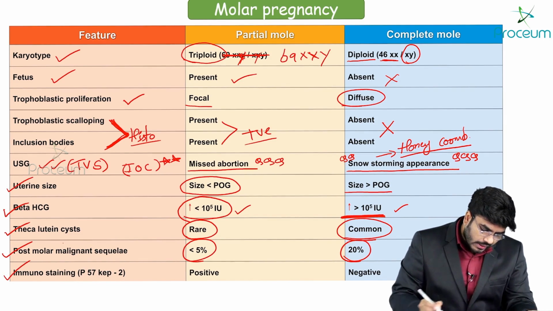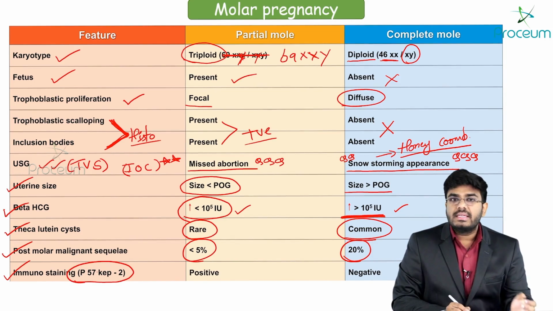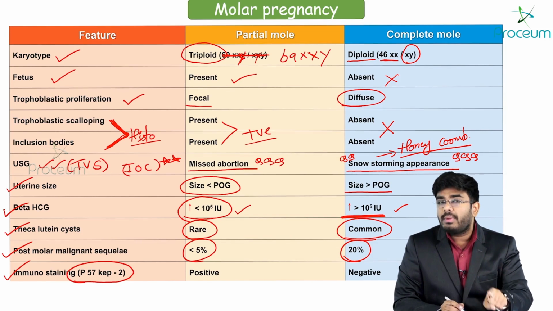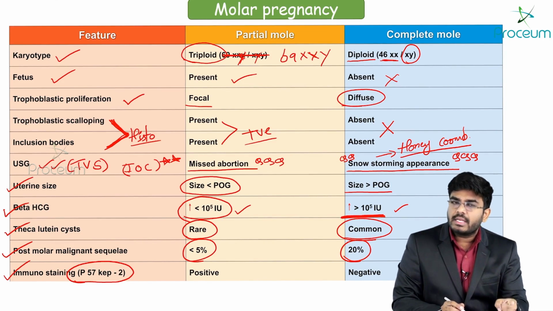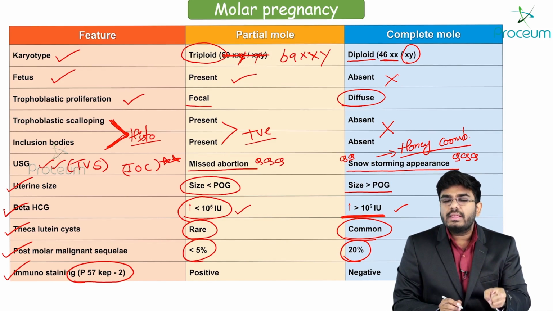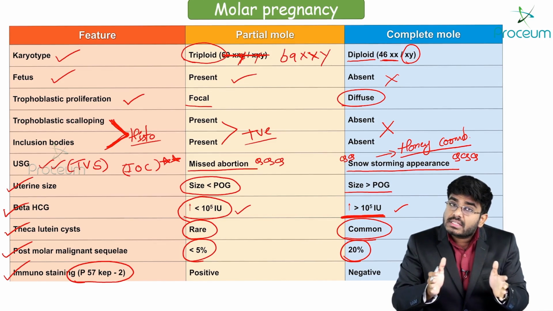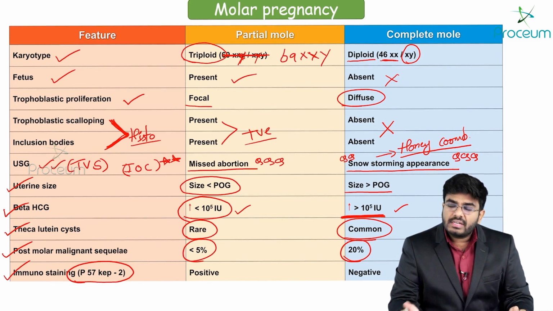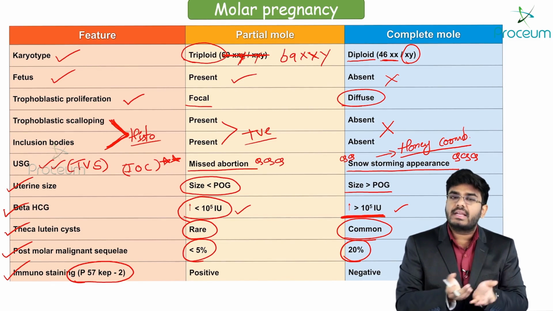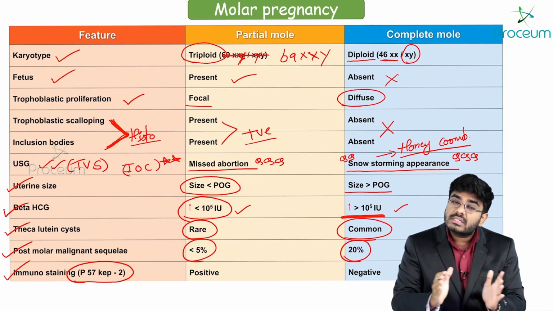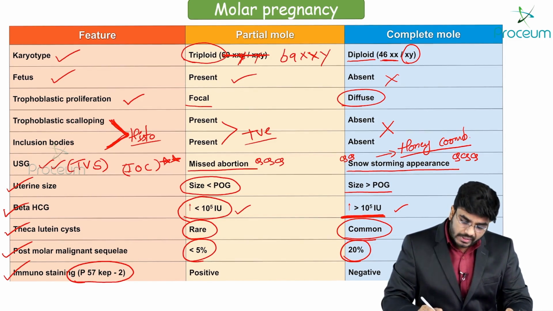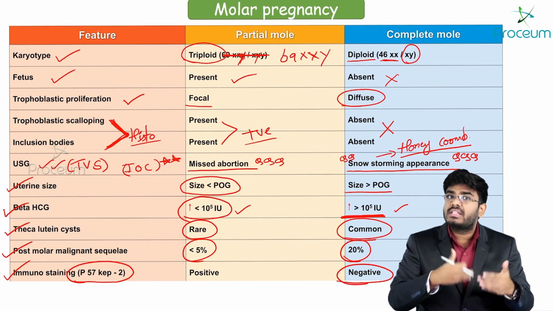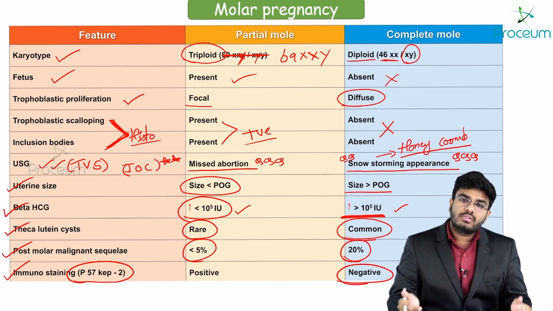Now, let's talk about the immunostaining or P57 Kip2 staining. This P57 Kip2 staining will only be positive if there is maternal genetic material. This Kip2 staining is not going to be positive whenever there is no maternal genetic material. So, in partial mole and complete mole, let's see the difference. Complete mole is a condition where the entire genetic material is paternal in origin, so there is no maternal genetic material. If there is no maternal genetic material, automatically this P57 Kip2 is going to be negative.